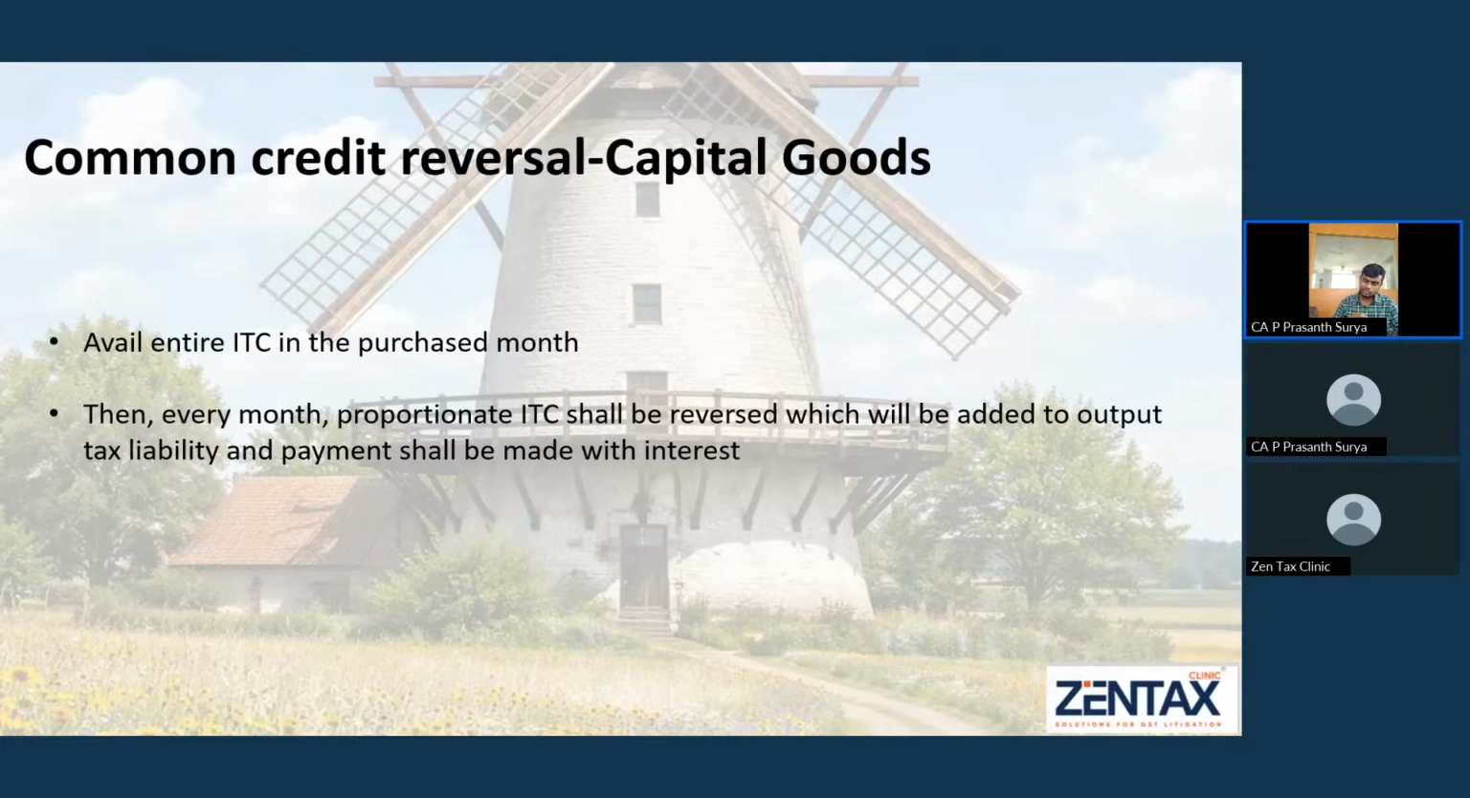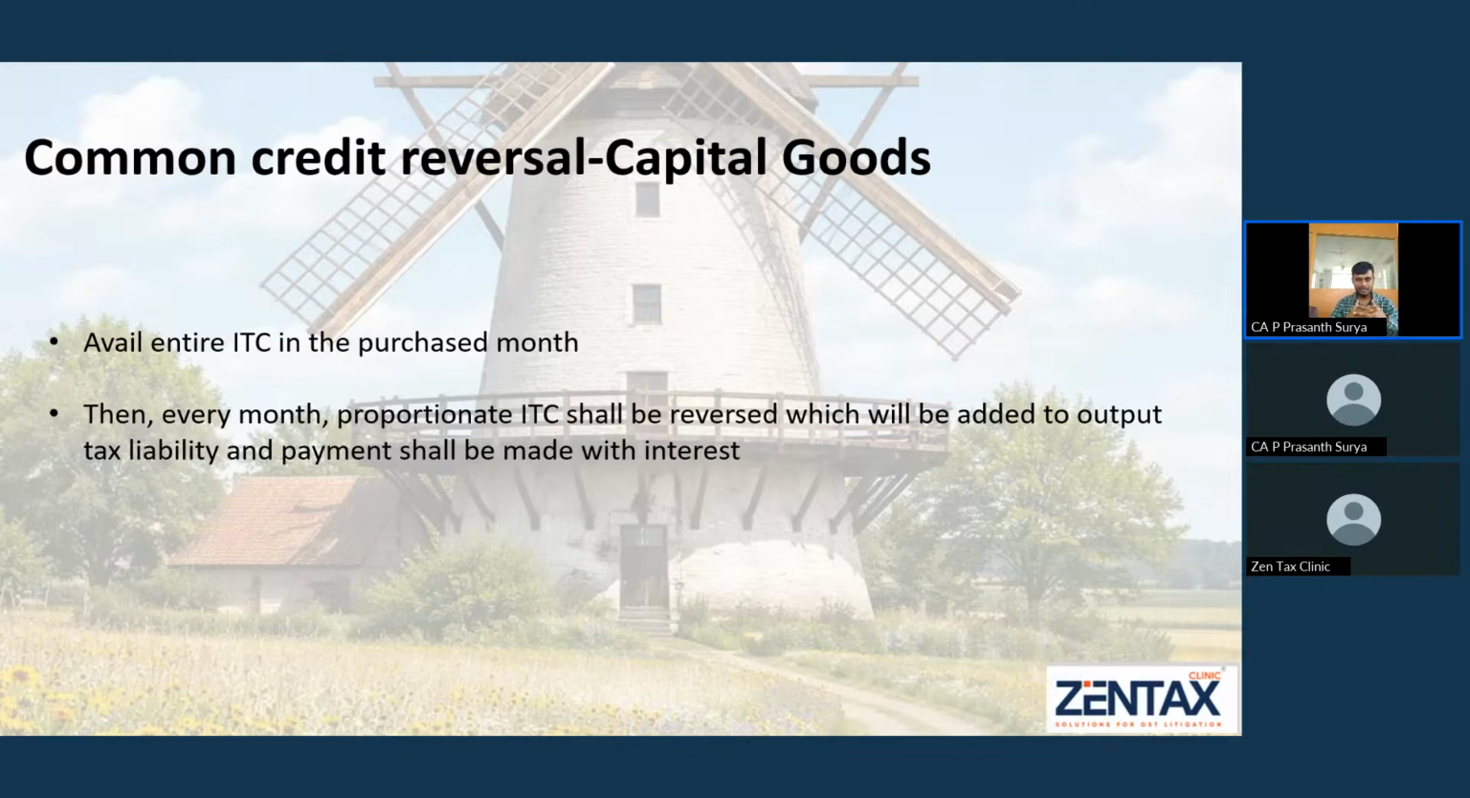For example, in December 2025, you are purchasing a machinery. From January, you are going to produce goods with that machinery. In December 2025, while filing the GSTR-3B return, avail the entire ITC with respect to capital goods. In our example, say 5 lakh is the ITC on capital goods. Avail the entire ITC of rupees 5 lakh in December 2025. Then, for the next 60 months, that is 5 years, or up to the date of sale of the machinery, you should do a proportionate calculation, calculate the exempted portion separately, and add it to the output tax liability.